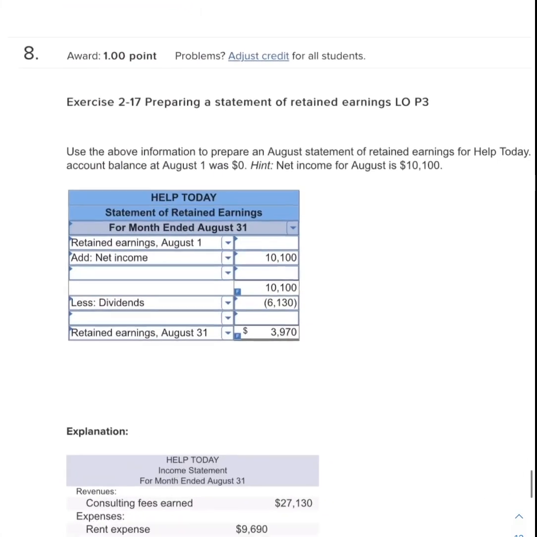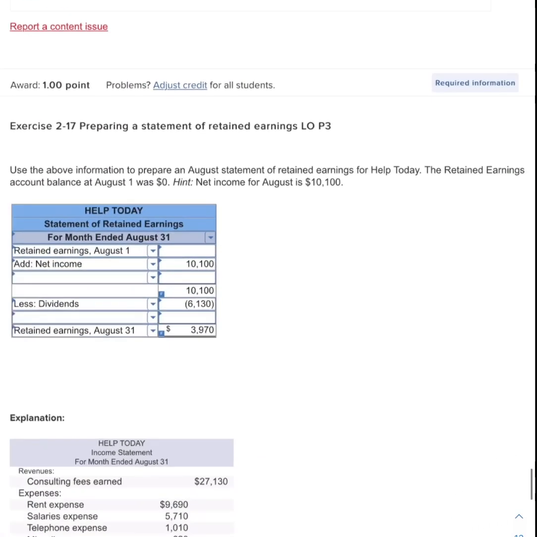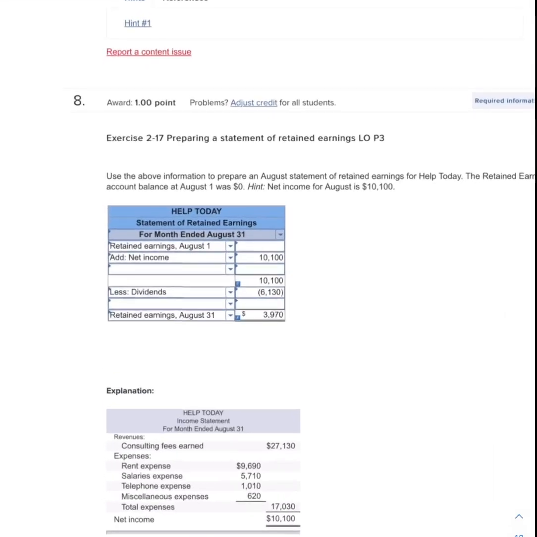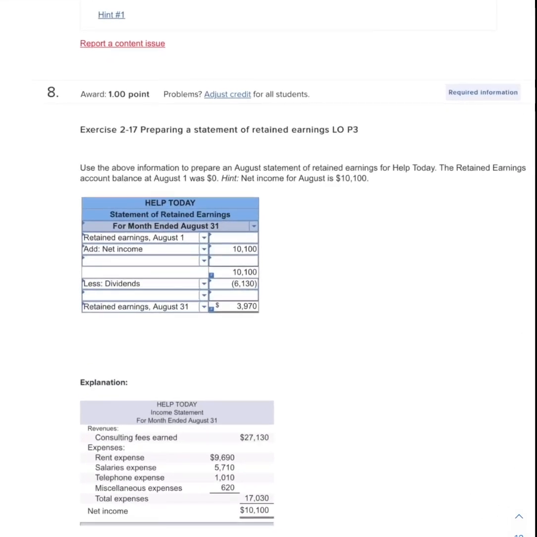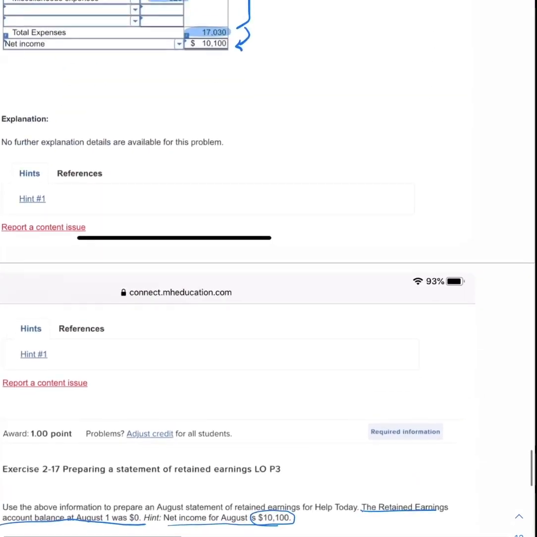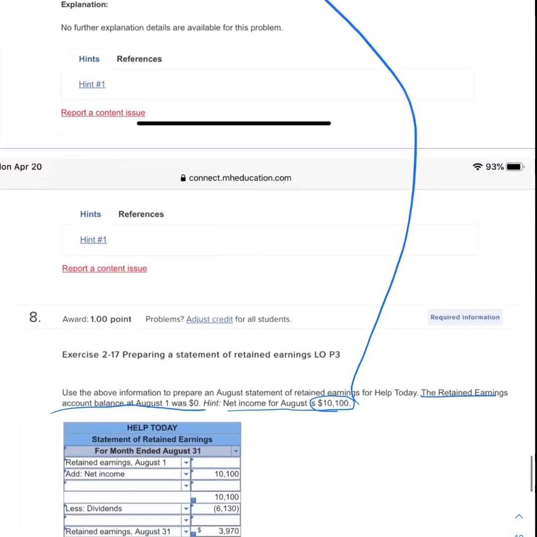Now the next question, we're dealing with the statement of retained earnings. As always, for the statement of retained earnings, you need to start with beginning retained earnings, which in this case was 0, and they tell us that here. The retained earnings account balance at August 1 was 0. Hint, and they even tell you here, net income for August is this. So that should let you go back and check to see if you did this right. If you did, those numbers should match. If you did not, then they'll be different, and you'll know you have a mistake up here.